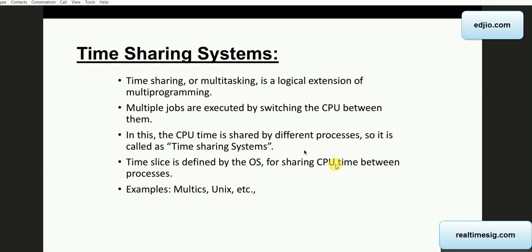Then we have the time slice, which is defined by the operating system for sharing the CPU time between processes. The CPU is not involved in what is happening. The CPU will just do what it is told. The operating system is telling the CPU to do this. Some examples we discussed.